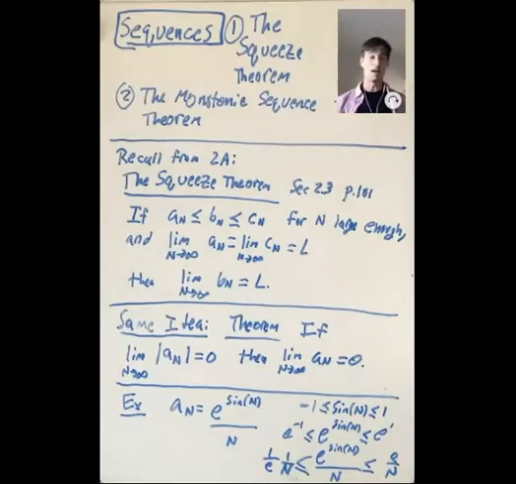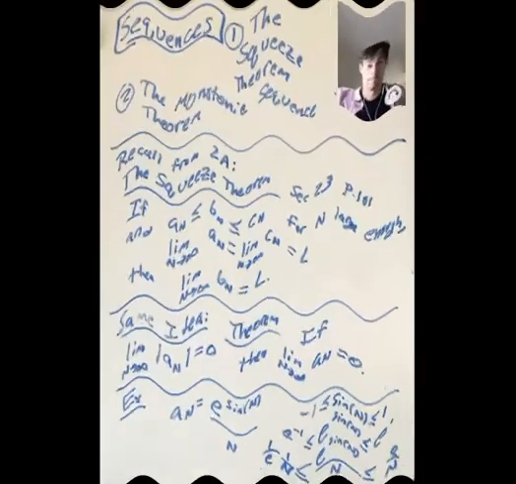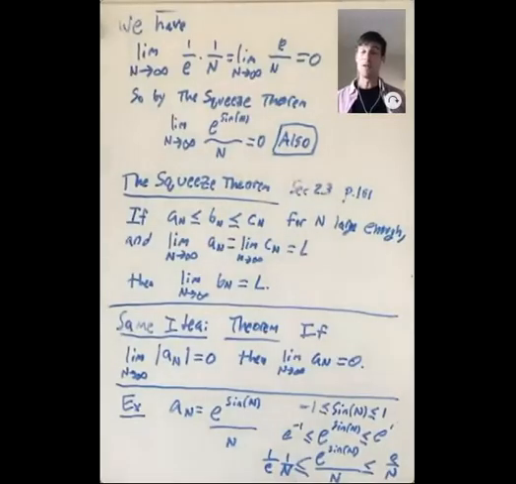I'm going to pause and erase and then finish up the last details of this problem. Our goal was to understand the limit of this sequence given by an equals e to the sine of n over n. And we saw by using the bounds we have on sine of n that e to the sine of n over n is less than or equal to e over n and greater than or equal to 1 over e times 1 over n.